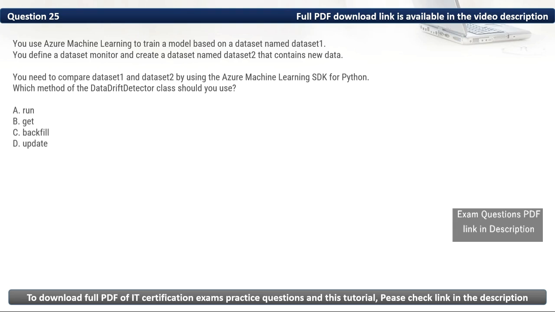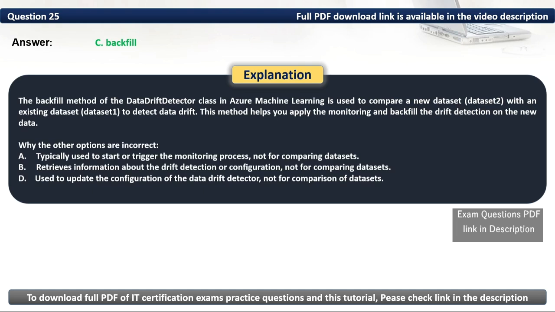Then we have B, get. It retrieves information about the drift detection or configuration, not for comparing datasets. Then we have D, update. It is used to update the configuration of the data drift detector, not for comparison of datasets. As such, the method that we should use is backfill. Thus, the correct option is C. The backfill method of the data drift detector class in Azure Machine Learning is used to compare a new dataset with an existing dataset to detect data drift. This method helps you apply the monitoring and backfill that drift detection on the new data.